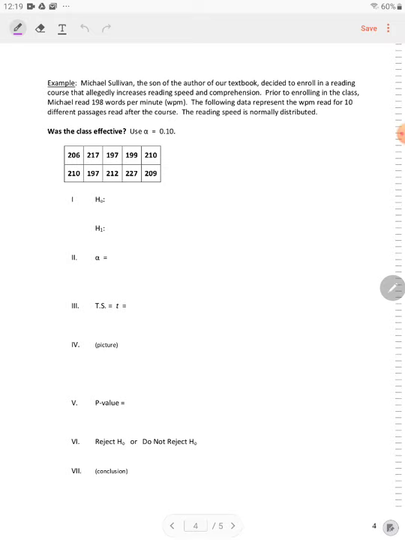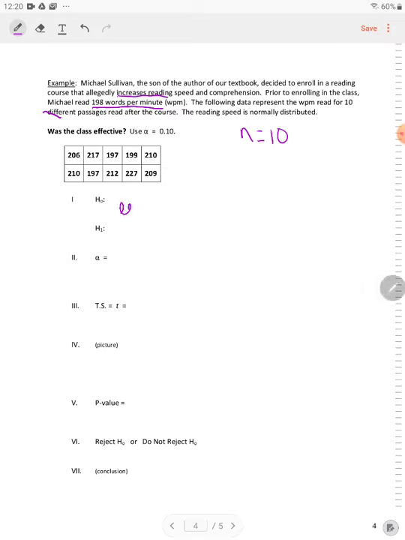Okay, next example. Michael Sullivan, the son of the author of our textbook, decided to enroll in a reading course that allegedly increases reading speed. Prior to enrolling in the class, Michael read 198 words per minute. The following data represent the words per minute for 10 different reading passages, so n is 10, that he read after taking the course. The reading speed is normally distributed. Remember, that's one of the conditions we need to have in order to use this test. And there are no outliers.